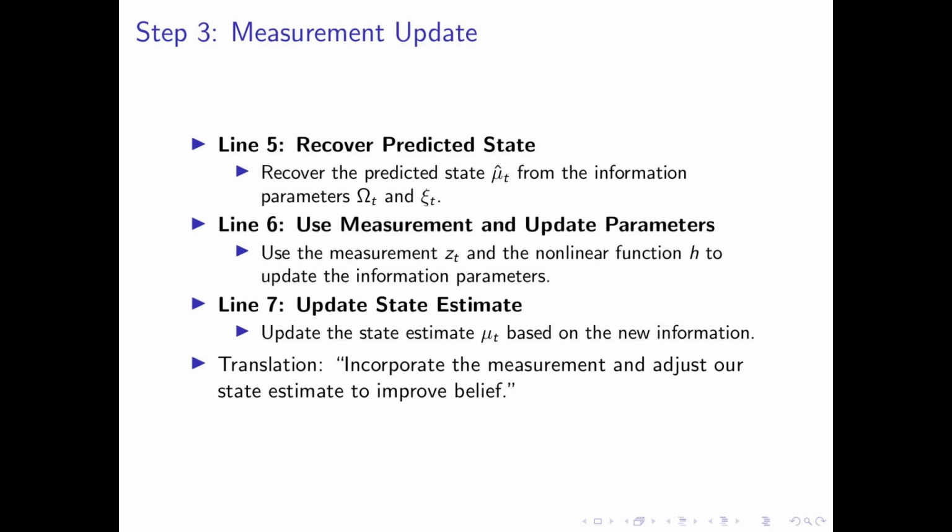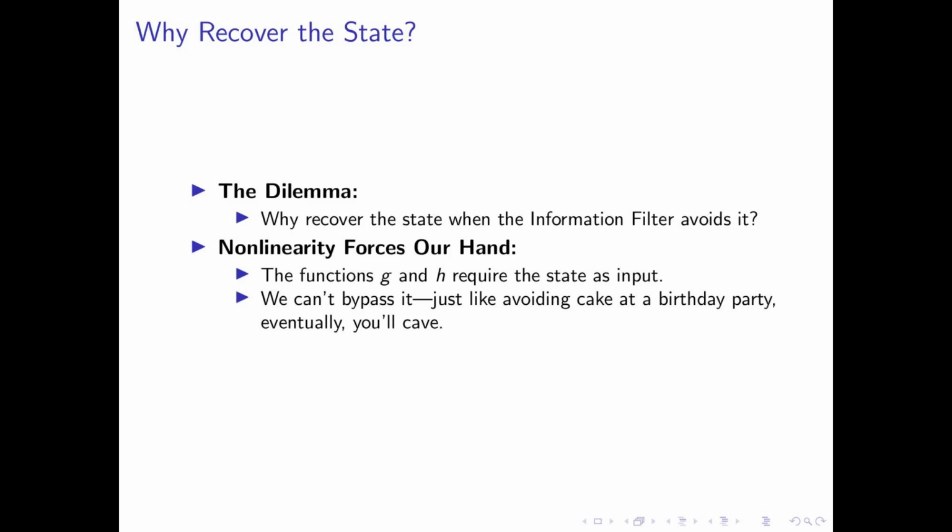Line 7, update the state estimate based on the new information. Now that we've incorporated the measurement, let's update our state estimate to reflect our improved belief. Why recover the state? You might be wondering, why do we need to recover the state? Isn't the whole point of the information filter to avoid dealing with the state directly?